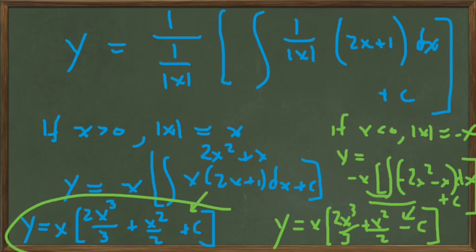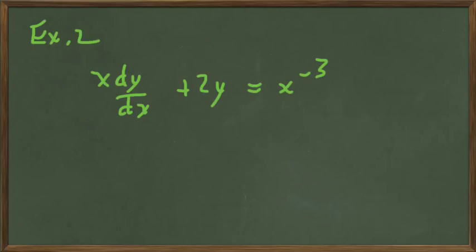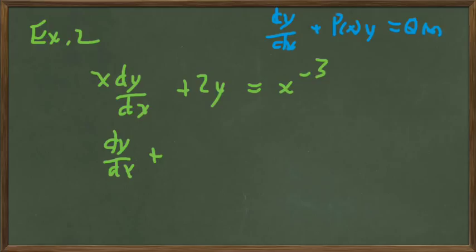Let's take a look at another example where it may not involve the absolute value of x and be a little bit easier to get to a solution. Okay, so here's our second example. We need to put it into the correct form, which is dy dx plus p of x y equals q of x. So that would be what? We're going to divide through everything by x, so dy dx plus, and then we get 2 over x y equals, and this is still x to the minus 3.